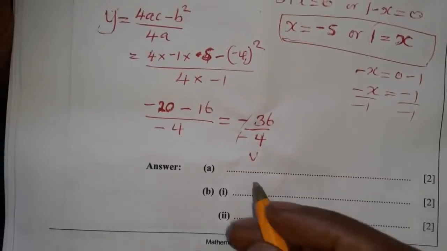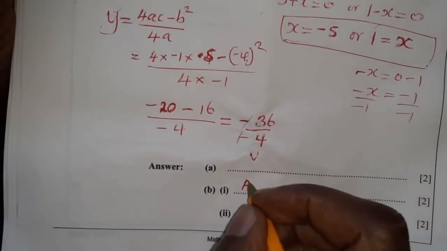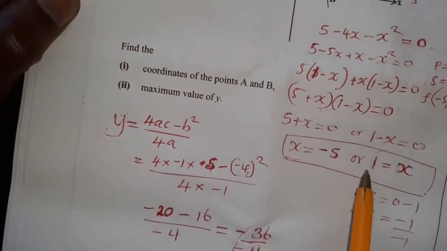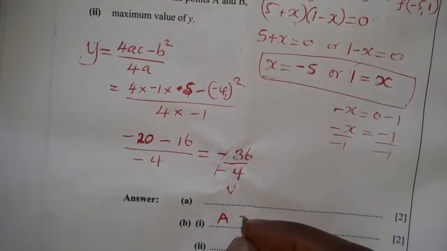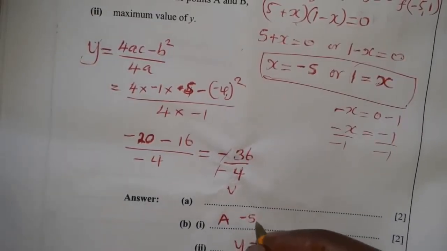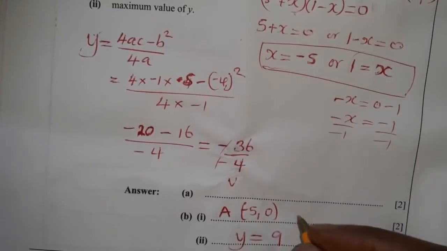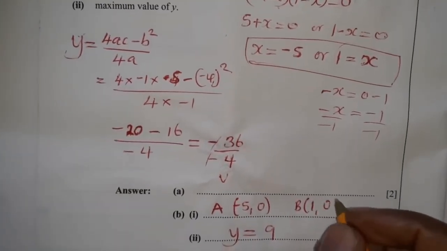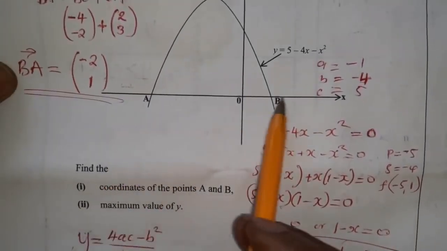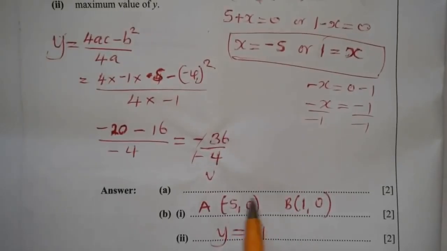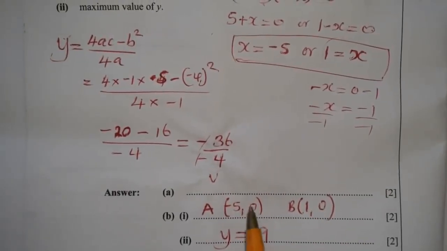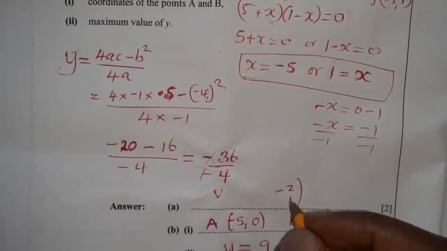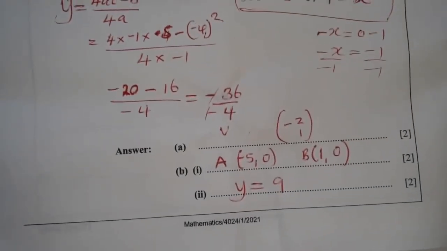Then here the coordinates of A, because we got 2, the coordinates of A are -5, 0. The coordinates of B are 1, 0, because the y coordinate along the x-axis is 0. So these are the coordinates here. Okay, then here we said -2 and D. That's what we're supposed to write.